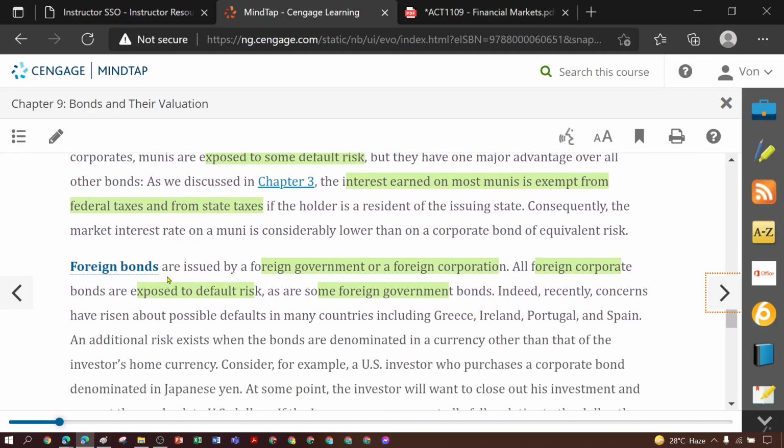Then ito, foreign bonds are issued by foreign government or a foreign corporation. All foreign corporate bonds are exposed to default risk, as are some foreign government bonds.